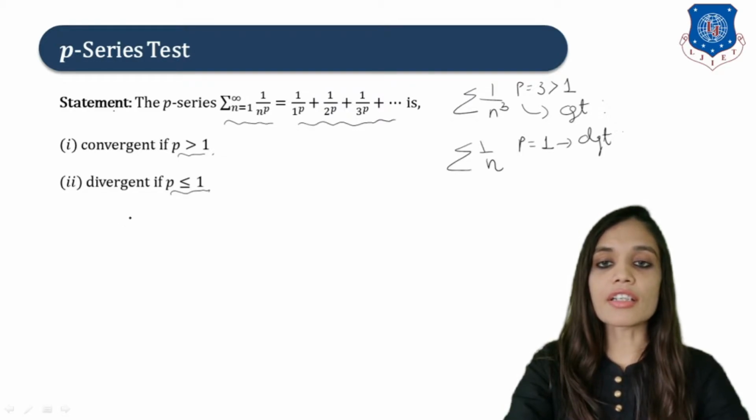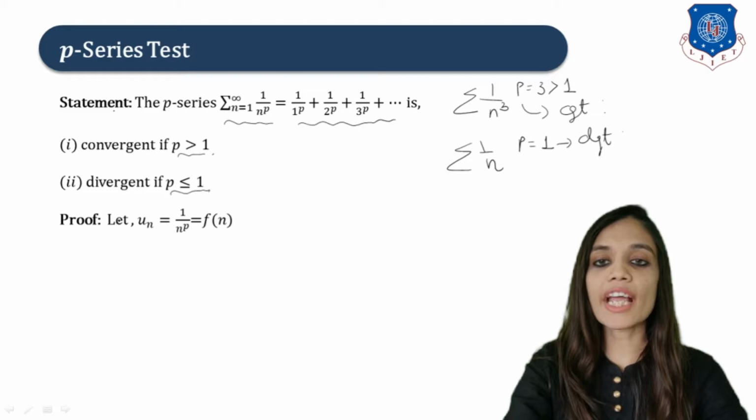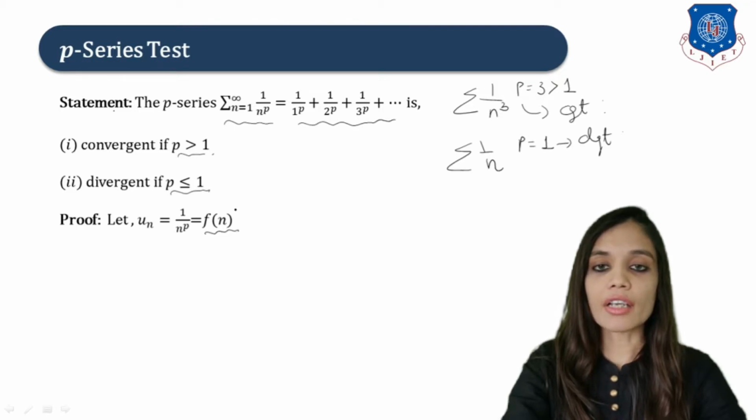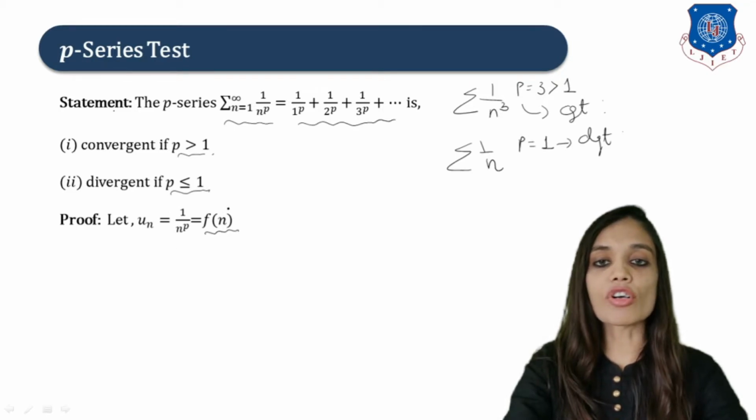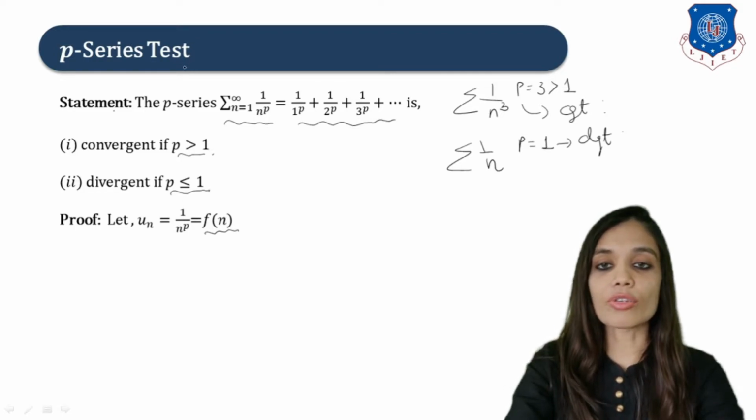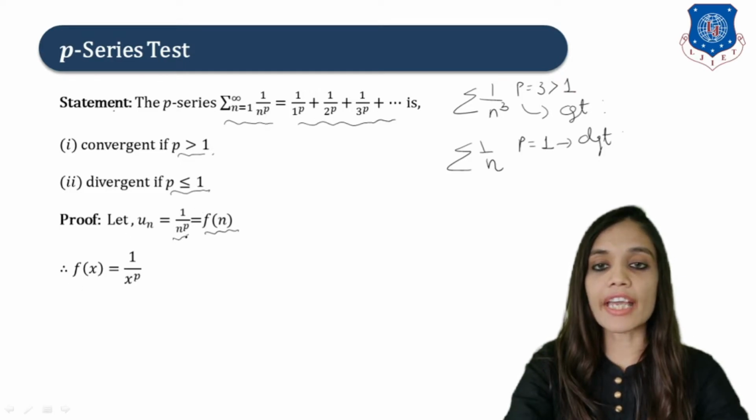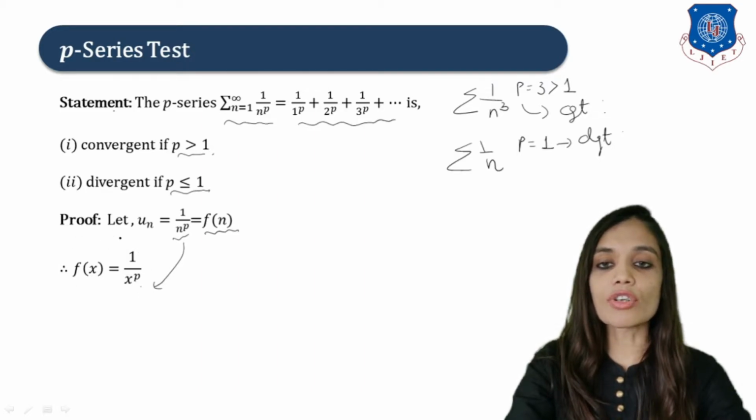So now let us start its proof. Let un be equal to 1 upon n raised to p, and that is equal to f of n. Basically we are going to apply Cauchy's integral test to prove our P series test. Firstly we will find our f of x by replacing n by x, so you will get 1 upon x raised to p. Now this function is a continuous function and it is decreasing in the interval 1 to infinity.